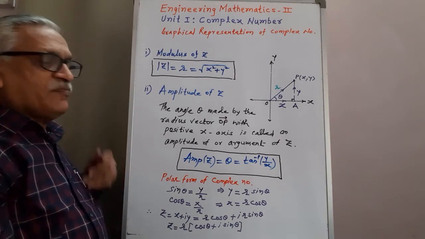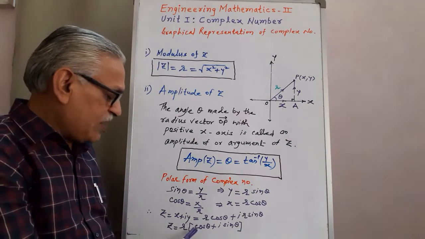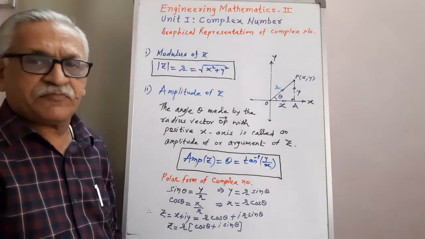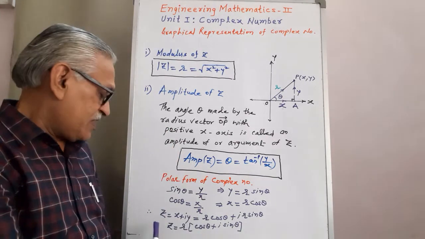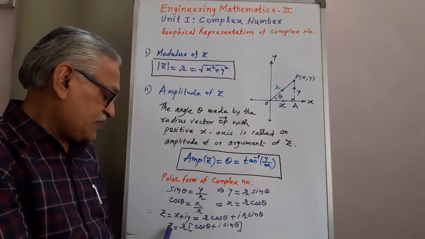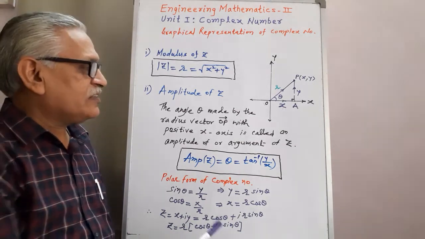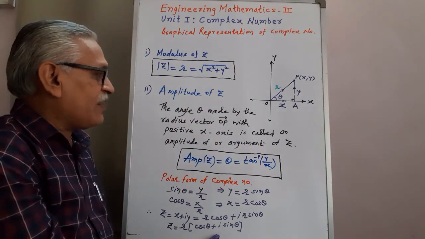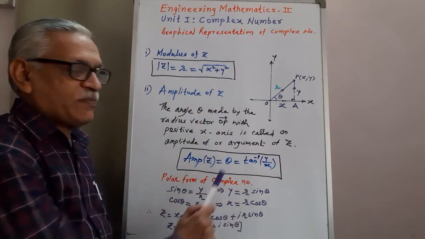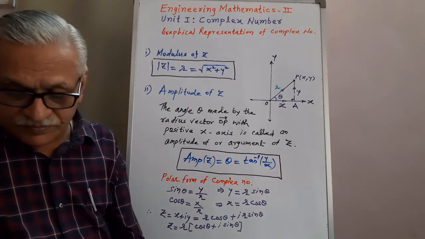And this form is called the polar form of a complex number. Polar means in terms of r and theta. Therefore, z = x + iy is the Cartesian form, and the polar form is z = r(cos theta + i sin theta), where the value of r is root of x square plus y square, and the value of theta is tan inverse of y by x. This is called the polar form.